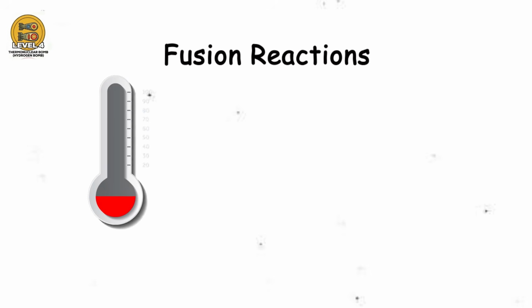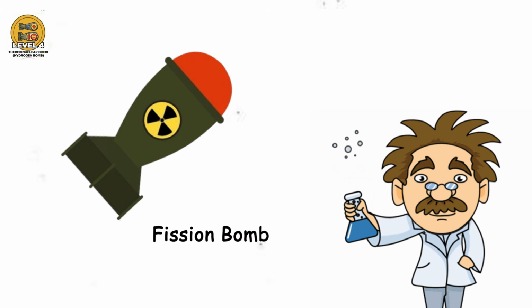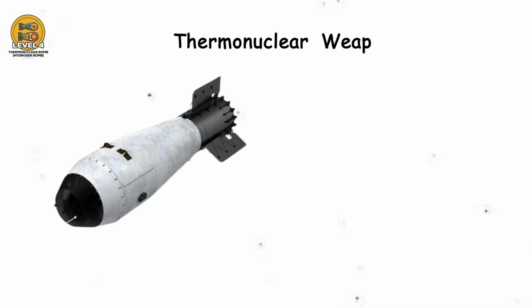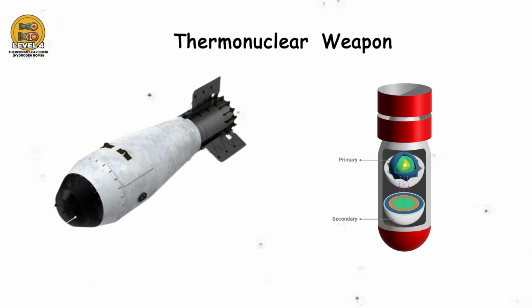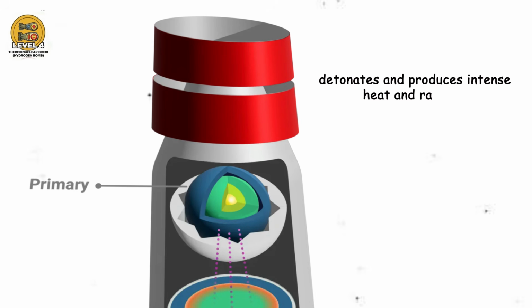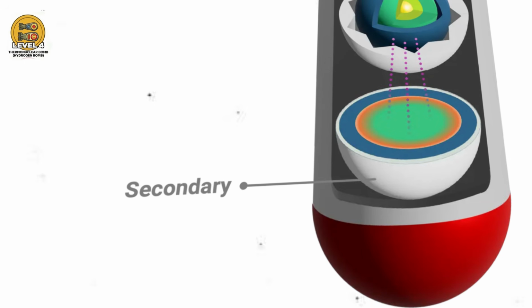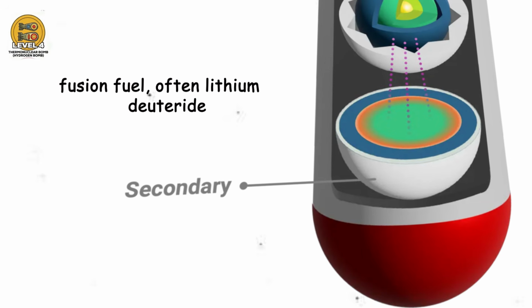However, fusion reactions require temperatures of tens of millions of degrees to begin. Scientists solve this problem by using a fission bomb as the trigger. In a thermonuclear weapon, the device is built in two stages. The first stage is a standard fission bomb that detonates and produces intense heat and radiation. This energy compresses and ignites a second stage containing fusion fuel, often lithium deuteride.